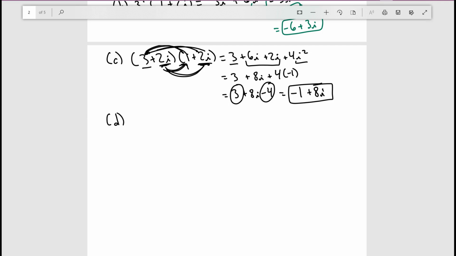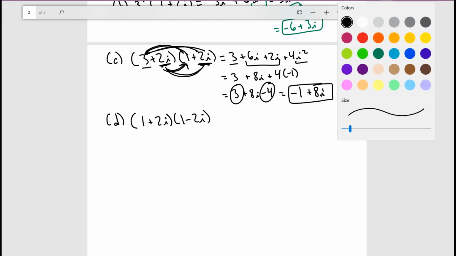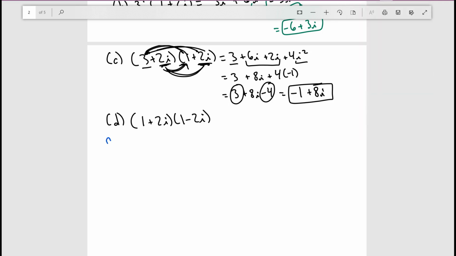Part D. So let's say you had 1 plus 2i, 1 minus 2i. Do you remember what these are called when the sign on the inside is different? Well, if you forgot, these are what we called conjugates. And remember, when we had conjugates, this was really useful when we were rationalizing. Remember that a lot of things canceled out. So let's see what happens.